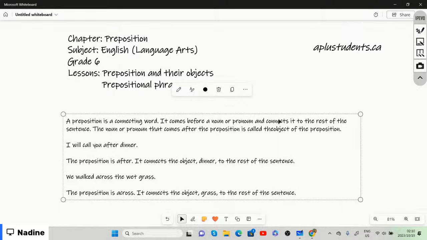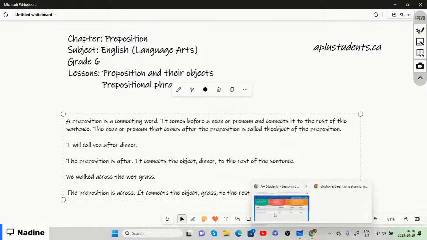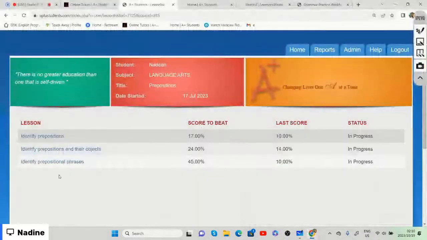So that is our previous lesson on identifying prepositions. We identified the preposition and we also identified the object of that preposition, which is the noun that comes after the preposition. All right, let's go to aplusstudents.ca.